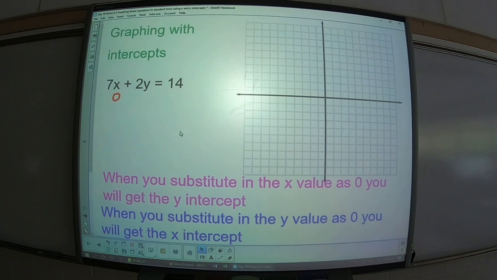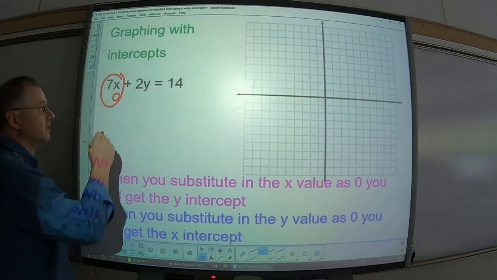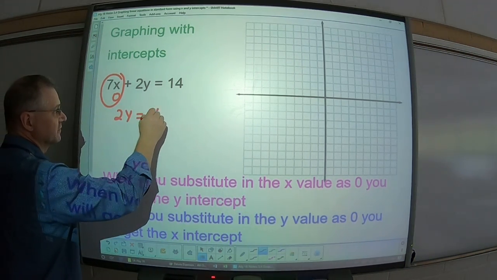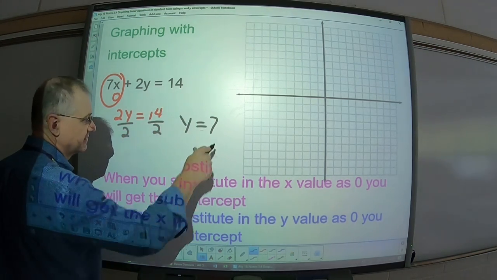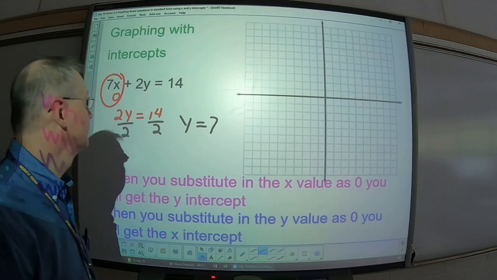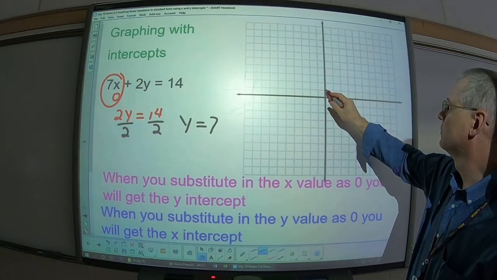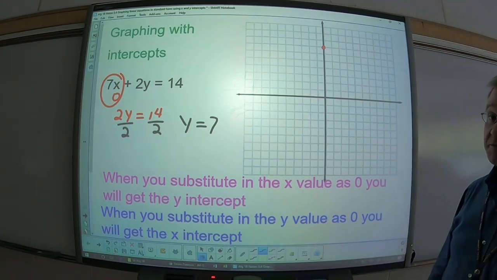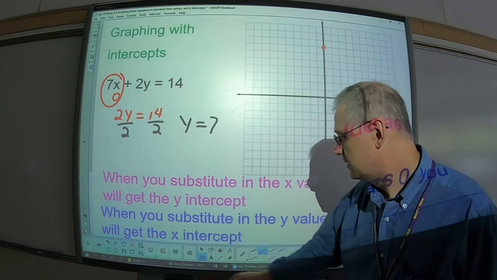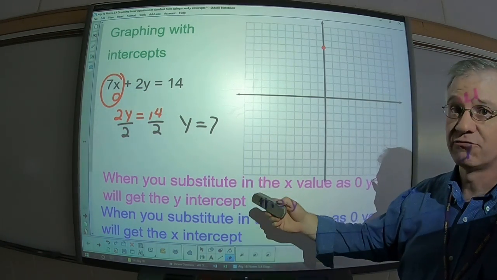So if I put 0 in for x as we stated, what's 0 times 7? That whole thing is going to be 0. So you end up with 2y equals 14, and then when you solve, y is 7. So now I can plot the point 0 for x, 7 for y. 1, 2, 3, 4, 5, 6, 7. And there is my first point in my graph. So now the next thing, I'm just going to erase that so I have room.